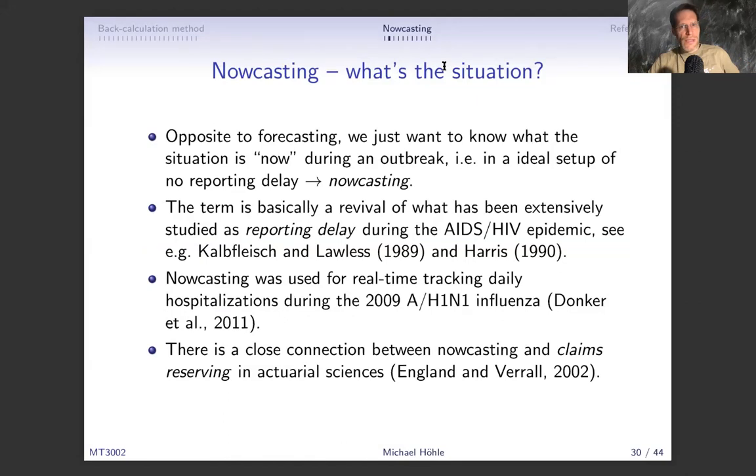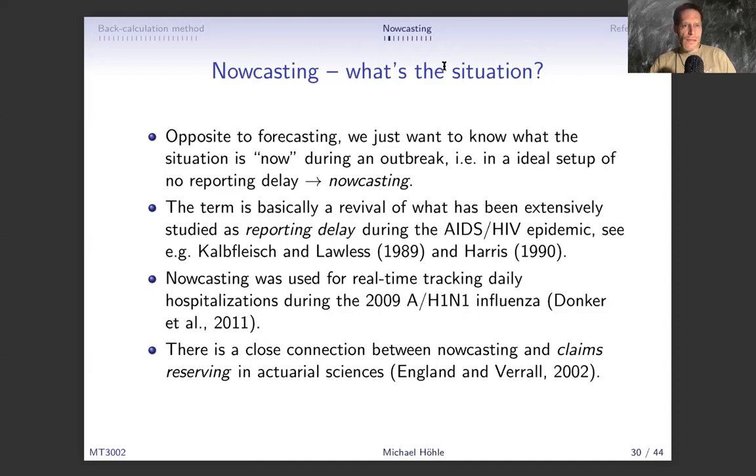And so we say it would be an ideal setup if there's no reporting delay, no delays in that sense. So this is just sort of the word nowcasting. It's just a more modern word for reporting delay adjustments, which is something which has been done in infectious disease epidemiology for quite some time. It had a revival during the AIDS HIV epidemic, that's where most of the work is done, in the early 90s, late 80s.